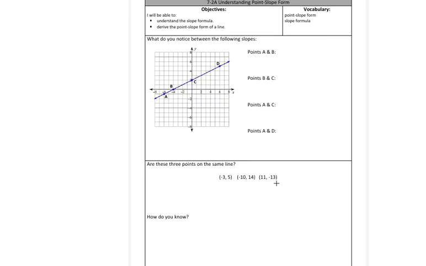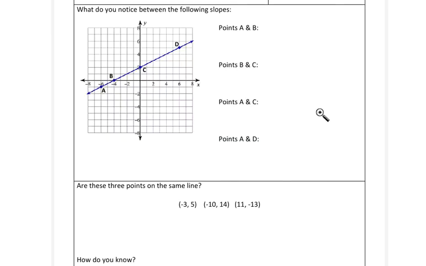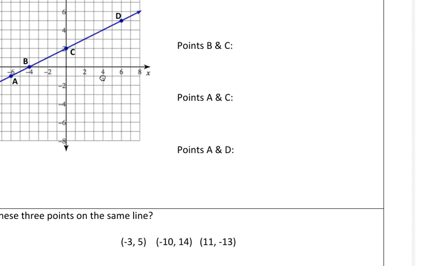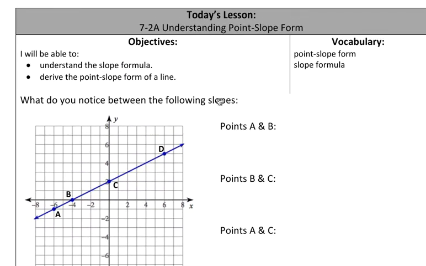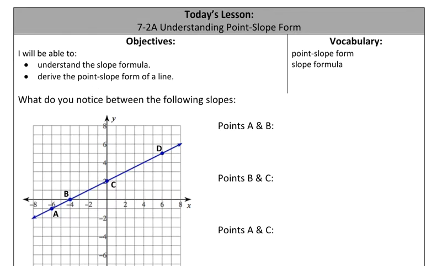All right, we are on 7-2A. In 7-2A, the idea is that we're going to be understanding point-slope form. What we need to know today is that we understand the slope formula, and then we're going to derive, which means we're going to try and come up with, the point-slope form. So you don't know what point-slope form is yet. We're going to get there.